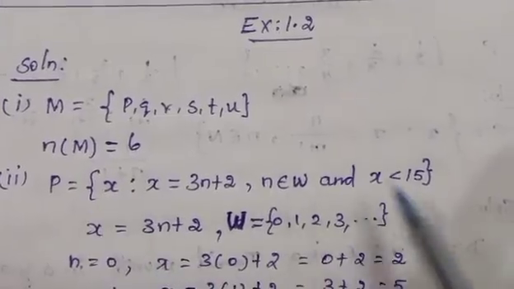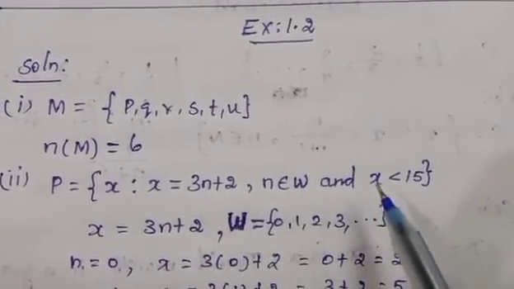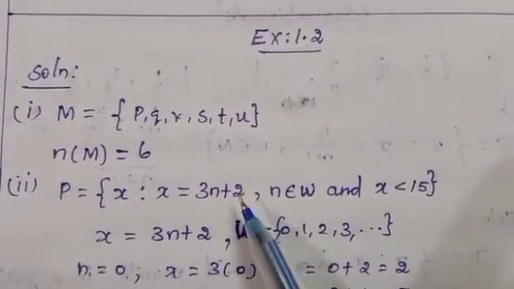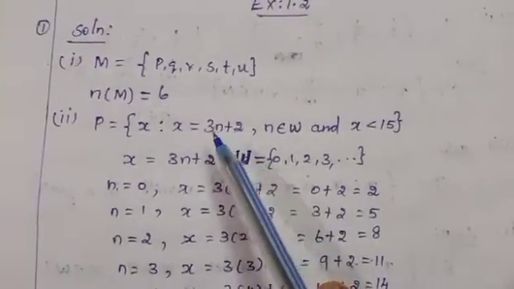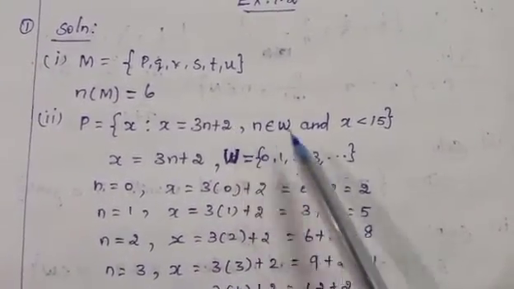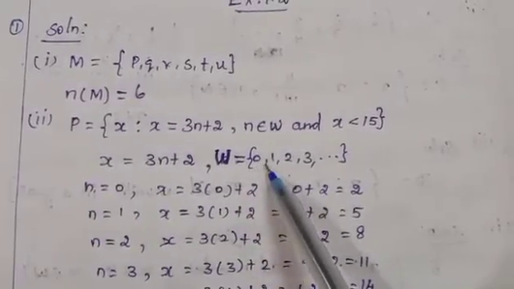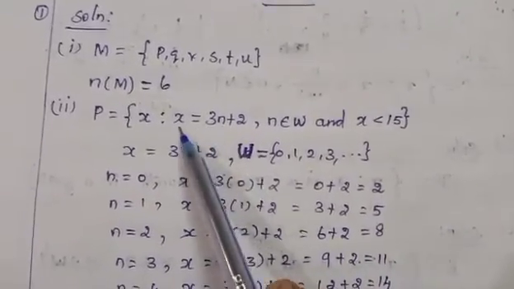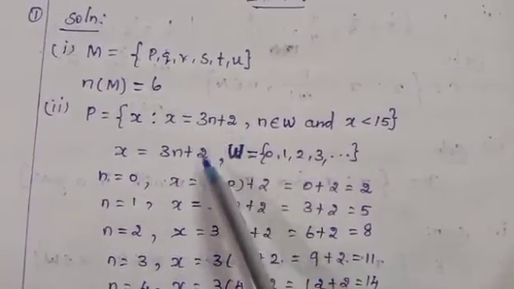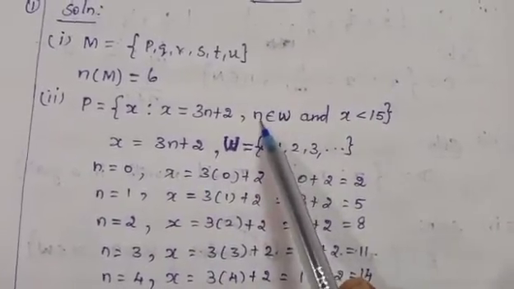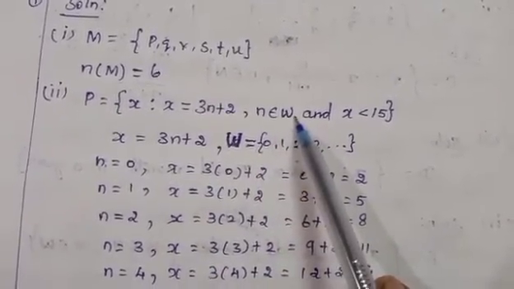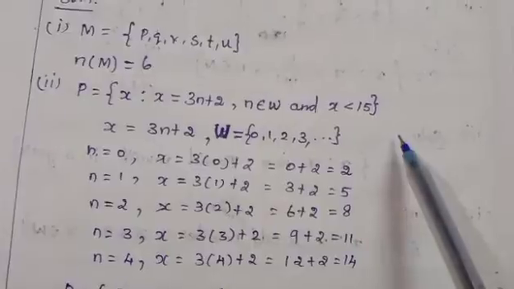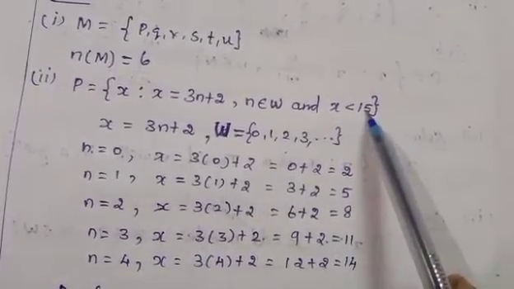The second question is given, so it is not in roster form. First you have to change this into roster form. First you have to take x is equal to 3n plus 2. So n belongs to whole numbers, that is starting from 0, 1, 2, 3 etc. We need to find the values of x less than 15. The equation is given, that is 3n plus 2, so you have to find the n values. You have to substitute the values 0, 1, 2, 3, 4 etc. one by one, and find the values below 15.